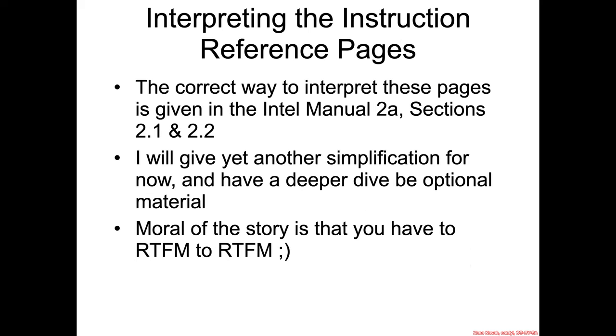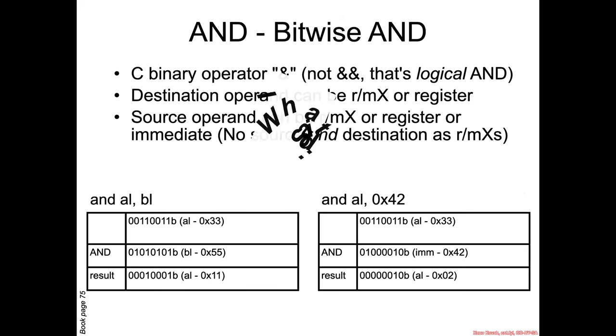Now, the correct way to interpret these pages that I'm going to be showing you is given in Intel Manual 2A Sections 2.1 and 2.2. I'm actually going to be giving a further simplification for this next part, and I'll leave the full details as optional extra material if you really want to dive even deeper. It's material you don't strictly need to know unless you're trying to write a disassembler or something like that. Maybe you're hand tweaking some shellcode, then maybe you need to know it. Most people don't need to know, so I'll have it available, but I'm not suggesting that most people need to check it out. So really, you have to RTFM to RTFM, but I'll give you the basics.